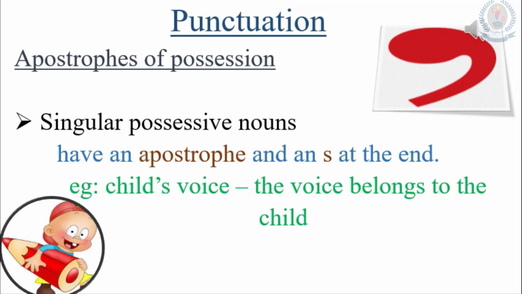Another example is child's voice. Can you see? Child is a singular noun. There is only one child. Child's voice. The voice belongs to the child. Did you see the place that we have to put the apostrophe and the S? Remember.